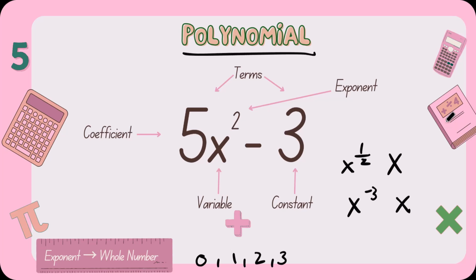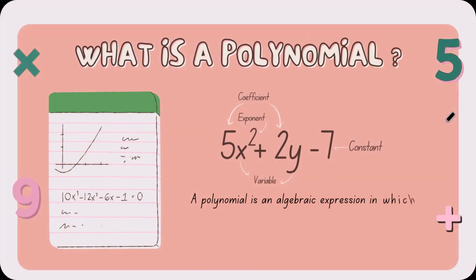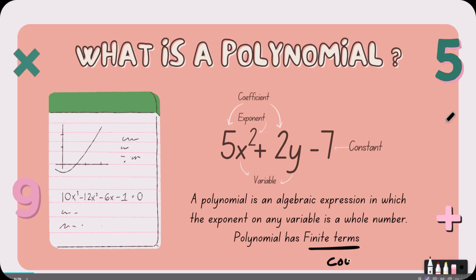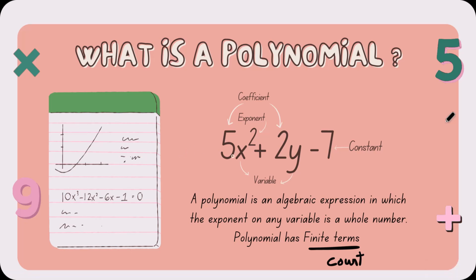And the number of terms we should be able to count. That is the logic. So what is a polynomial? A polynomial is an algebraic expression in which the exponent on any variable is a whole number. A polynomial has finite terms. What do we mean by finite terms? That means we have to be able to count the number of terms. If you are able to count the terms, then only it will become a polynomial. So the exponent should be a whole number. How many terms are here? There are 3 terms.